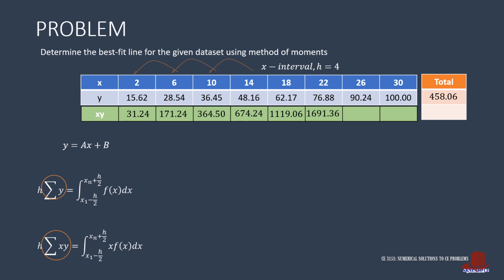1,119.06, 1,691.36, 2,346.24, and 3,000. What we need from these values is their summation, which turns out to be 9,397.88. At this point, we have exhausted the dataset for the actual moment.